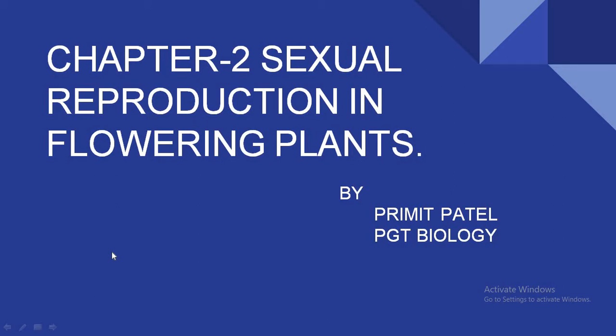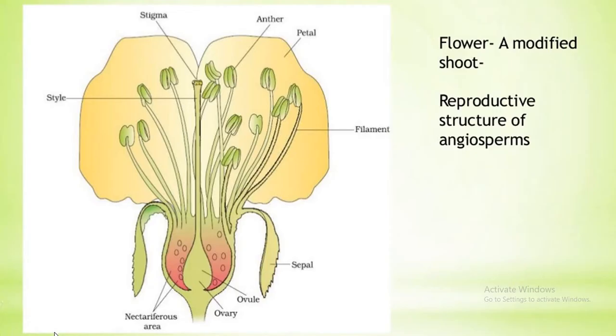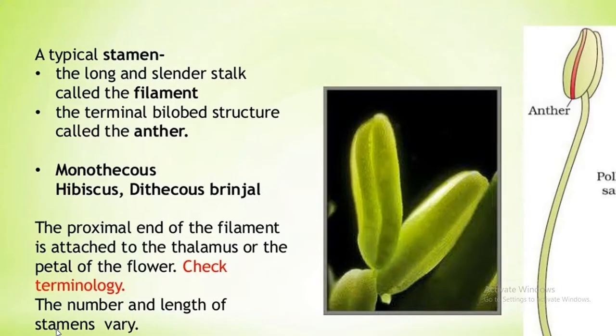Yesterday we already started with the second chapter, sexual reproduction in flowering plants, in which we studied the parts of the flower. What is a flower first, and then the different parts of a flower. We studied the calyx, corolla, androecium and gynoecium. Today we will start with pre-fertilization structures and events.